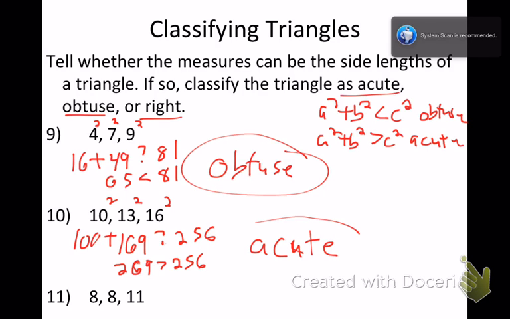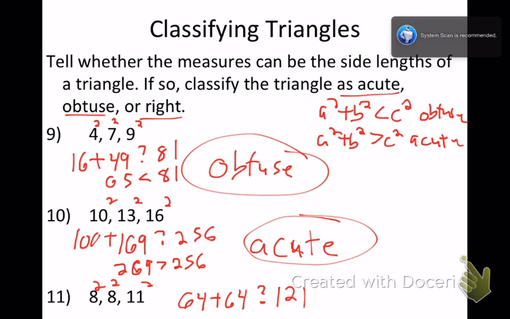Nice job. And last one, 8, 8, and 11. So I have 64 plus 64, and I'm checking that compared to 121. 64 plus 64 is 128. 128 is greater than 121, so that is acute.